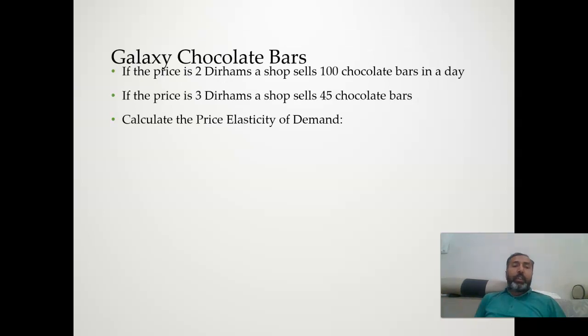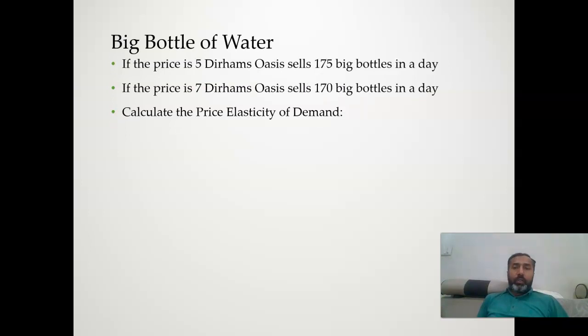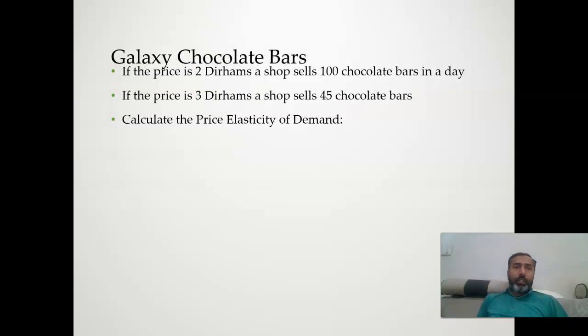Then on the next few slides, there are practice questions. On this slide you can see that price is 2 dirham, so P1 is 2 dirham. A shop sells 100 chocolate bars, so Q1 is 100 in a day. If the price is 3 dirham, then P2 is 3. The shop sells 45 chocolate bars, so Q2 is 45. So you can simply solve it by putting these values in the formula.